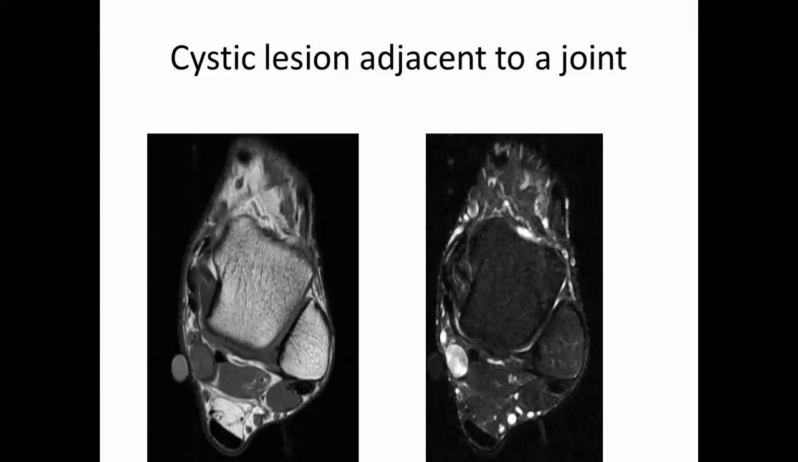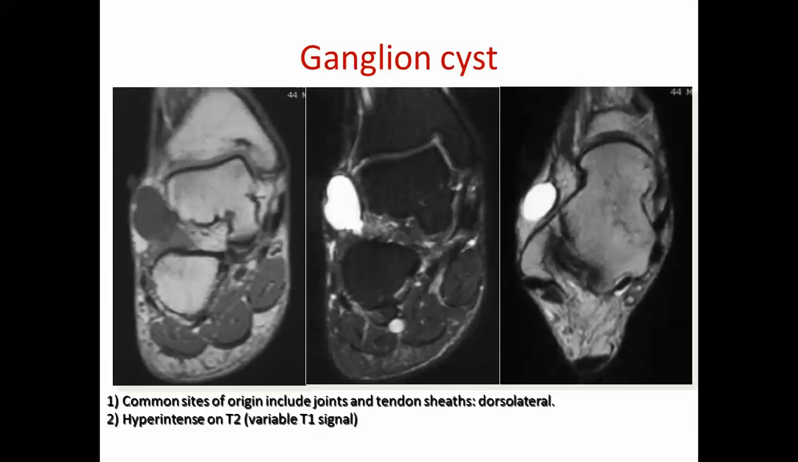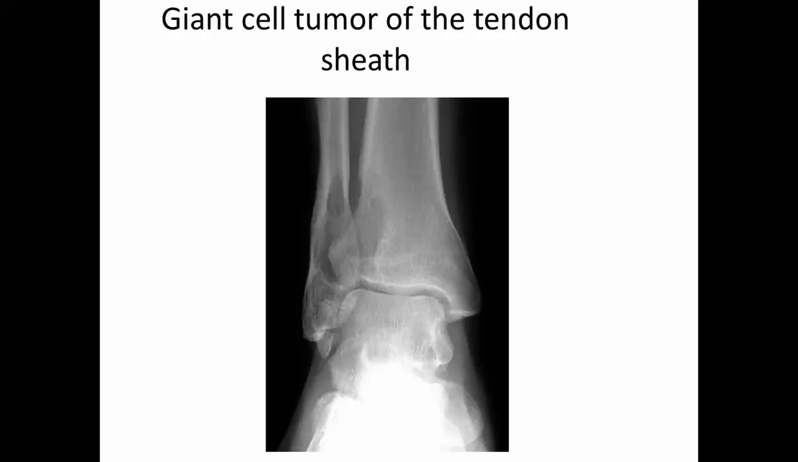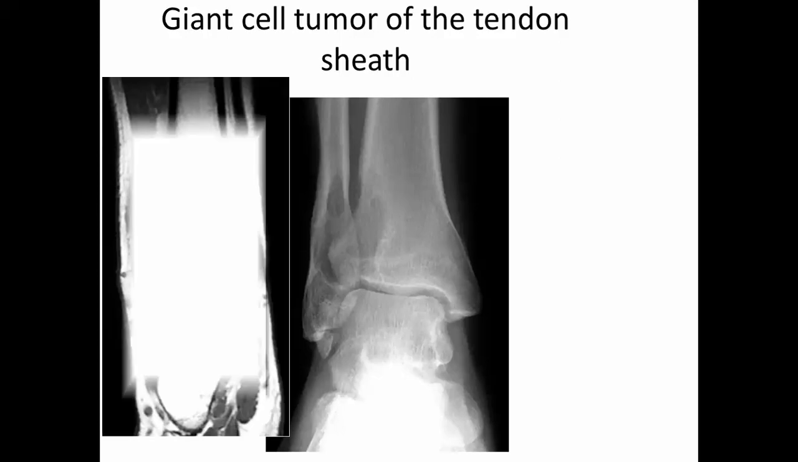Now, for a cystic lesion adjacent to a joint, we can say ganglion first, and this is the ganglion, full of fluid. The common sites are near the tendon sheaths. It is hyperintense on T2-weighted images. A neurolymphoma can also be seen as a soft tissue lesion near a joint, but it is not typically homogeneous. It shows intermediate soft tissue intensity inside. Giant cell tumor of tendon sheath may result in erosion of the nearby bones by pressure atrophy, like this one.